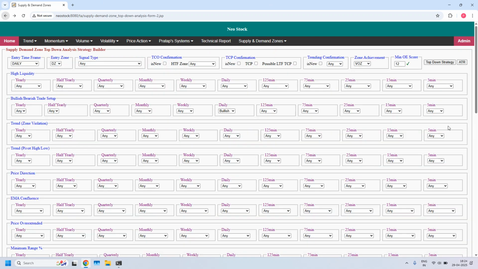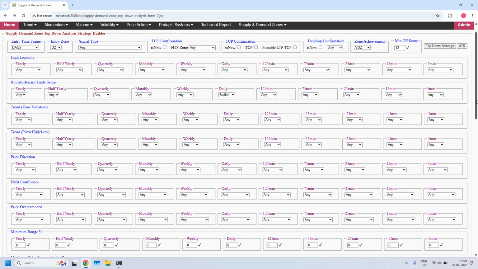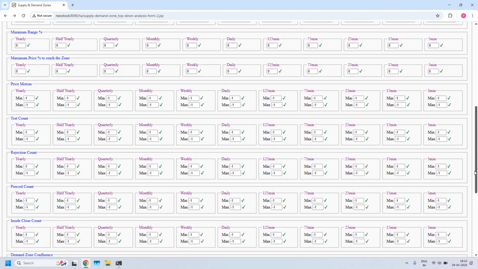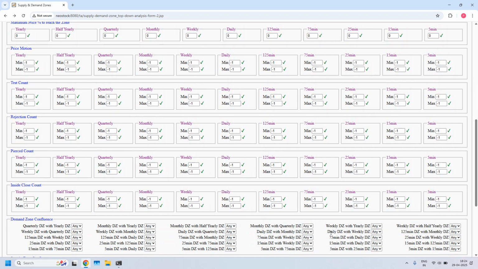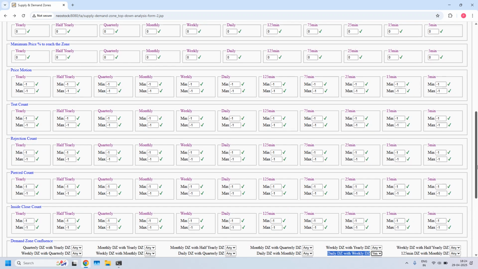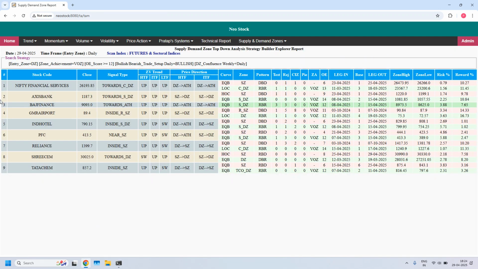So I am going back, adding the first zone confluence filter, LTF, ITF, demand zone confluence. LTF is daily, ITF is weekly. So daily and weekly demand zone confluence. I enable the filter. Now the list has come down to 9 stocks. In all these 9 stocks, these daily demand zones are overlapped with weekly demand zones. And weekly trend is up in all the stocks. Weekly trend is ITF trend.